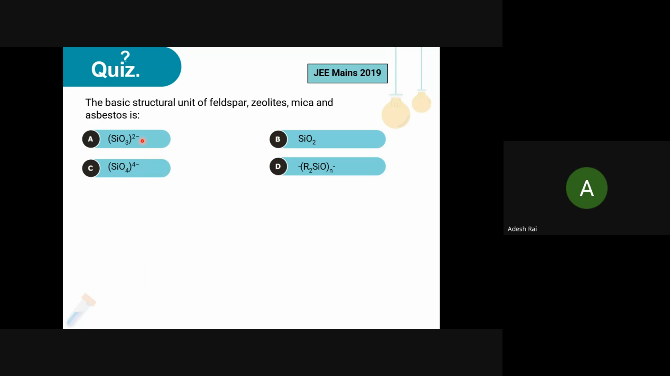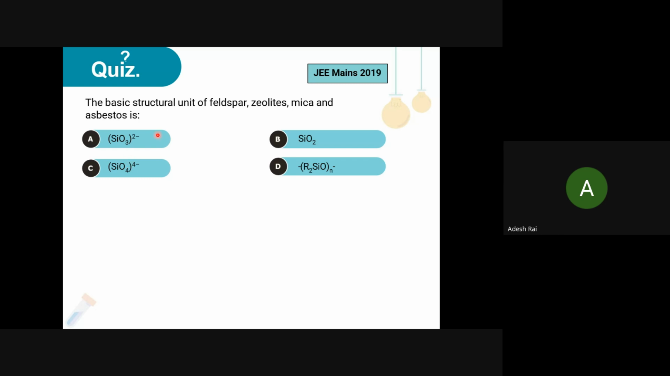Bro, what answer should we lock? SiO2 and SiO4 4 minus. Look, A and D won't be correct, everyone knows that. Between B and C, what will be correct? Fast. Yes, tell me. Avnish, B or C? Nishant? Yes, tell me the answer. Which option will be correct?